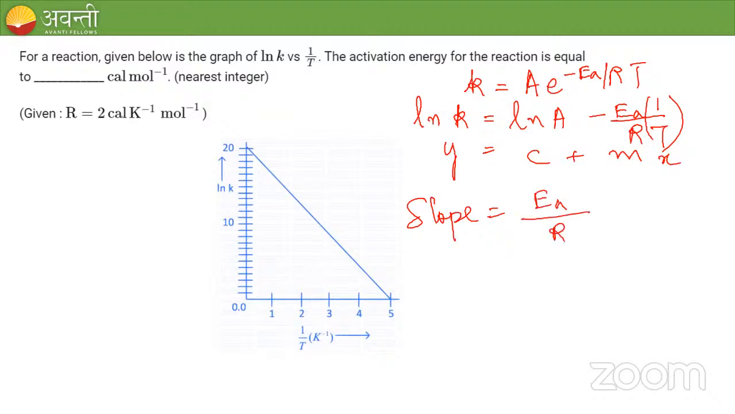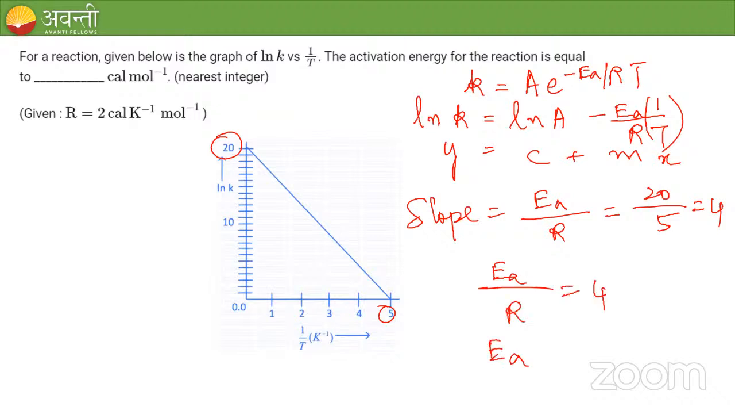Ea by R, which is equal to the slope, is 20 divided by 5. So this is the slope, right? This is the slope for the entire thing, which is nothing but 20 by 5, which is equal to 4. Slope value is 4. So Ea by R is equal to 4.